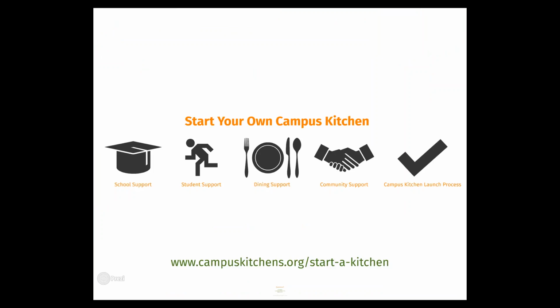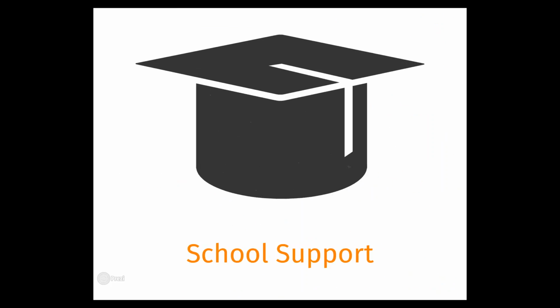So now on to the exciting part of starting your own Campus Kitchen. Just looking at the big picture, as you can see here, these are all of the components that are crucial to starting your own Campus Kitchen. These are the 4 primary aspects needed to start every Campus Kitchen, although our model is often tailored specifically to each school and each community. So first, we'll start with school support.